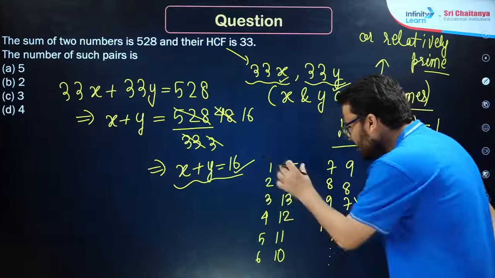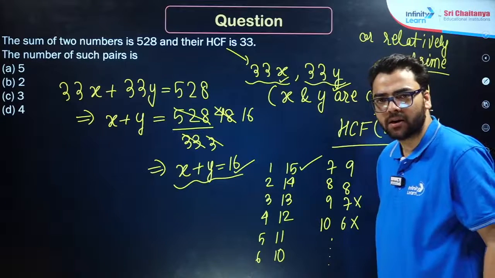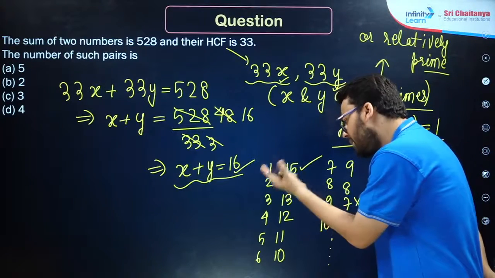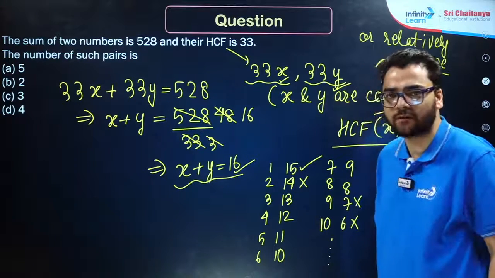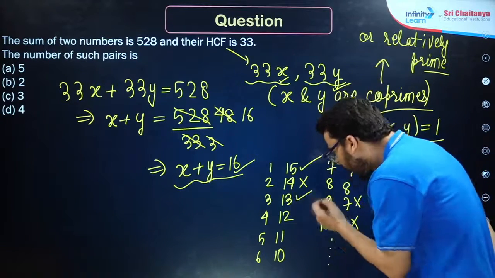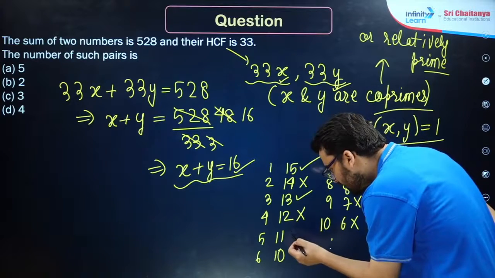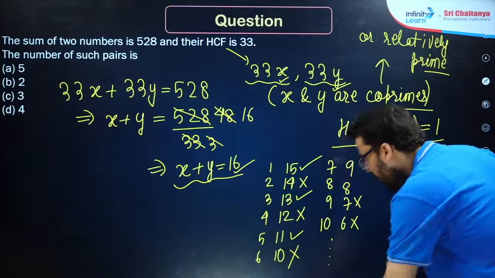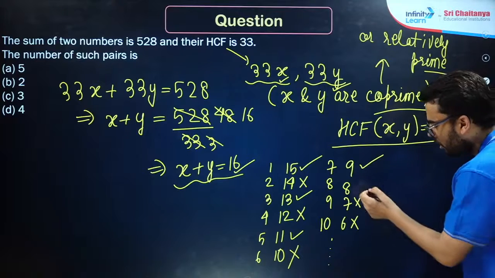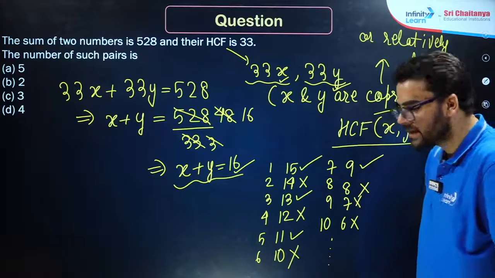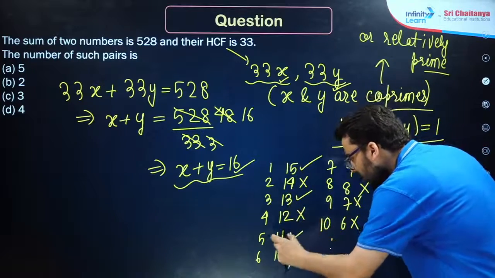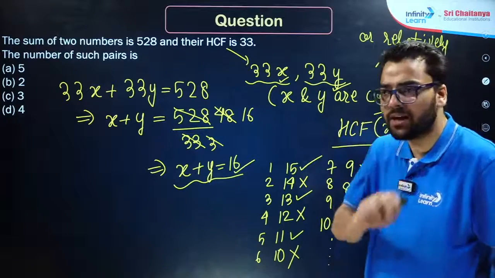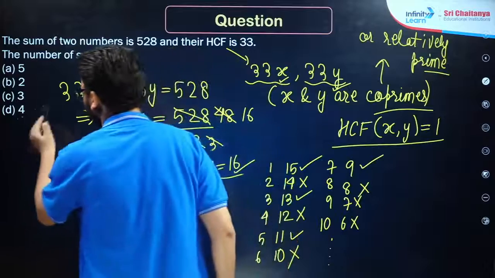Now you see, these are co-prime numbers or not? The HCF of 1 and 15 will be 1 only. These are not co-prime. The HCF of 2 and 14 is not 1. These are co-prime. These are not co-prime. These are co-prime. These are not co-prime. Co-prime, not co-prime. So how many pairs are possible? First, second, third, fourth. 4 unique pairs are possible. So 4 is the answer.